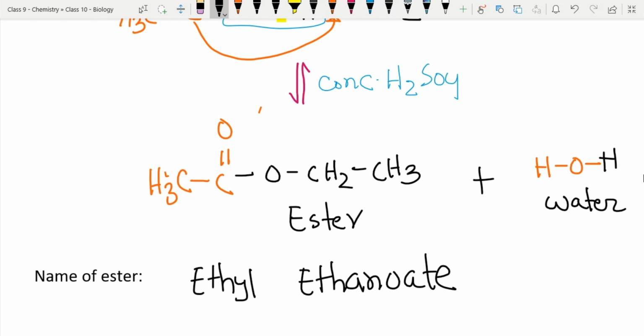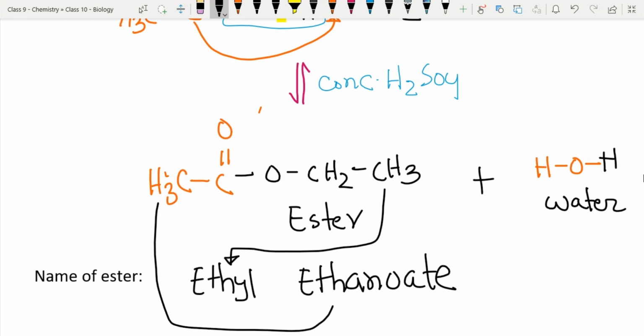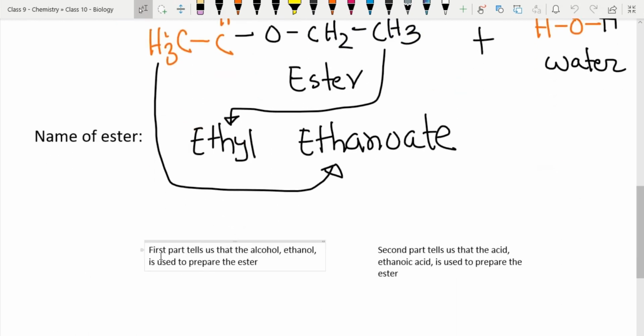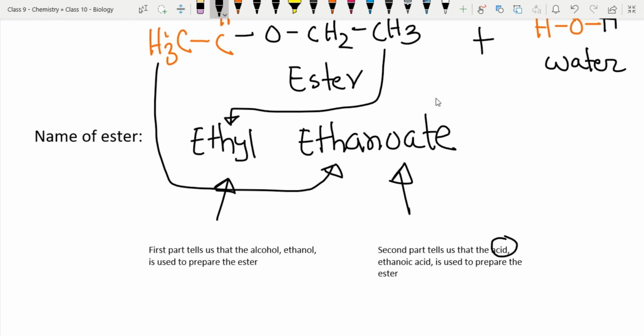So as you can see here, the ethyl is the first part of the ester, and ethanoate is the second part of the name of an ester. So as you can see, this second portion of alkyl group that is connected to oxygen is used to name the first part of an ester, and the alkyl group that is connected with the carbon double bonded to an oxygen is used to name the second part of an ester. So that's why we can say first part tells us that ethanol is used to prepare the ester, and second part tells us that the acid is used to prepare an ester. I hope I made myself clear enough. Thank you so much.